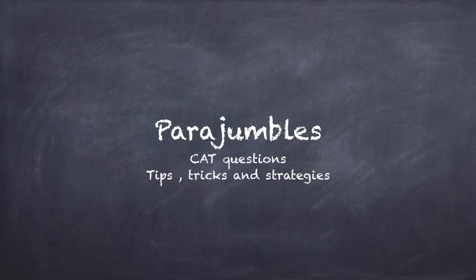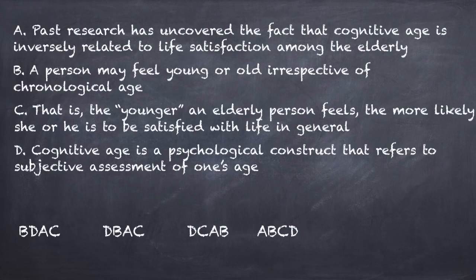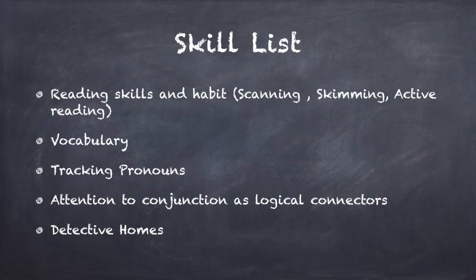Hello and welcome to the video on Parajumbles. As the word indicates, Parajumbles is nothing but a paragraph jumbled up. That is, the sentences of the paragraph are out of order and it is your job to find the correct order, right? So in this video, we'll straight away start with CAT questions.